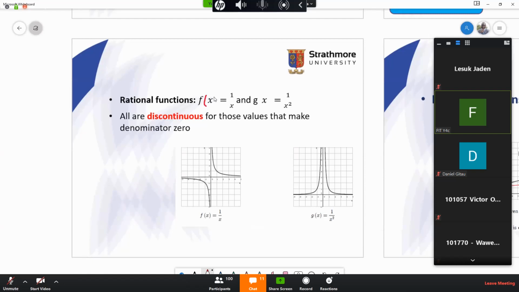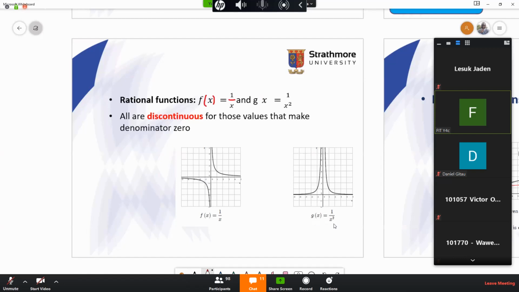Then we have some other funny functions like rational functions. f(x) is equal to 1 over x, or the inverse of x. Look at how this function looks. The function is discontinuous here. Okay, there's a discontinuity here. So it is kind of divided into two. These shapes are going to be important in machine learning.